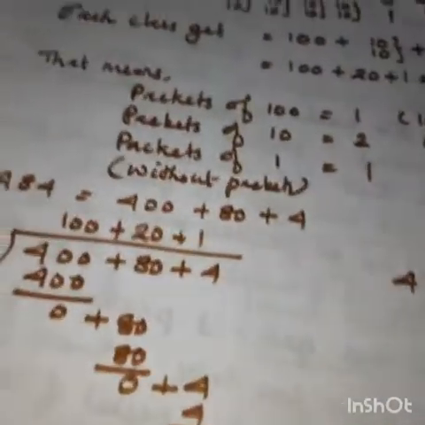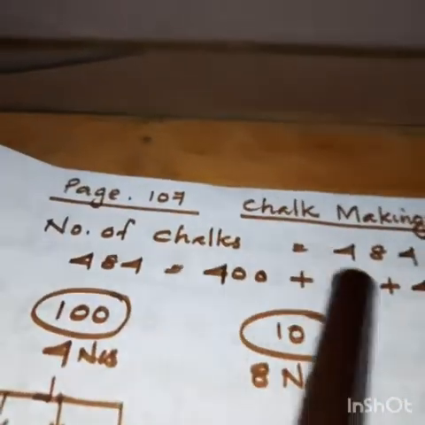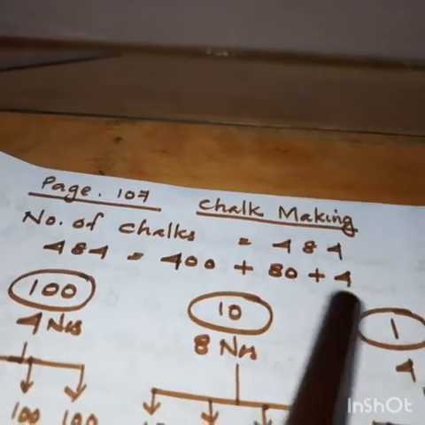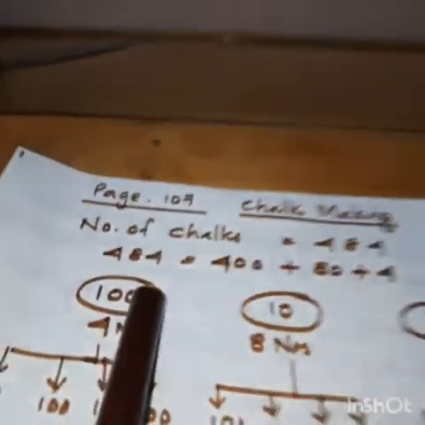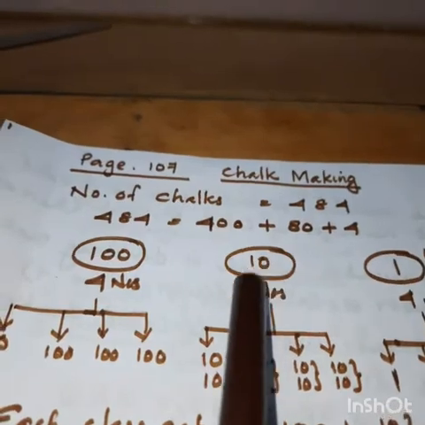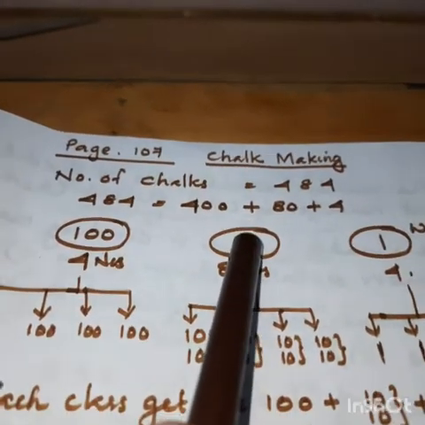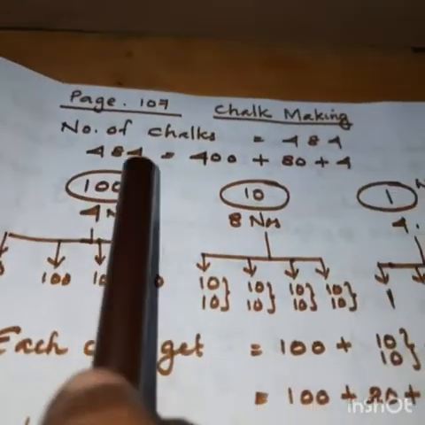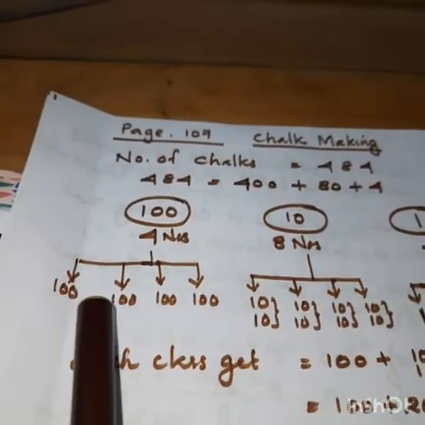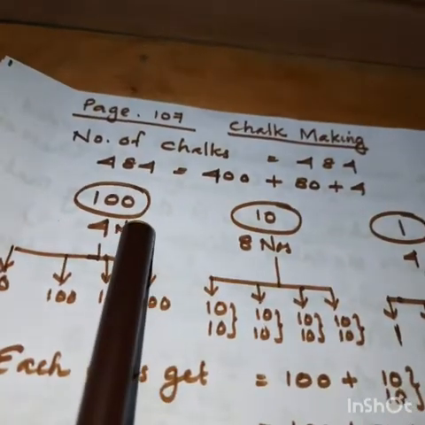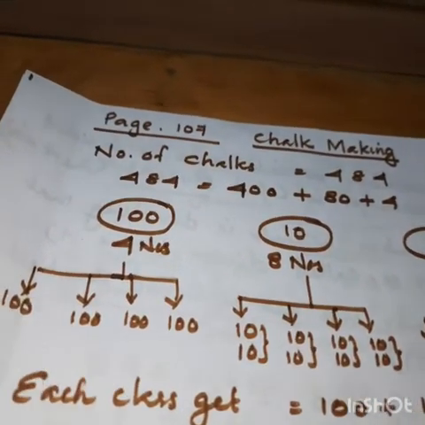Here, look here. Number of chalks 484. This can be split as 400 plus 80 plus 4. That 400 means 4 packets of 100, 8 packets of 10 and 4 others without packing. From the 4 packets of 100, each one gets 1 packet.